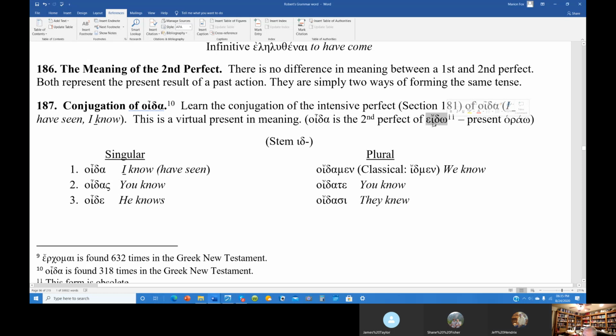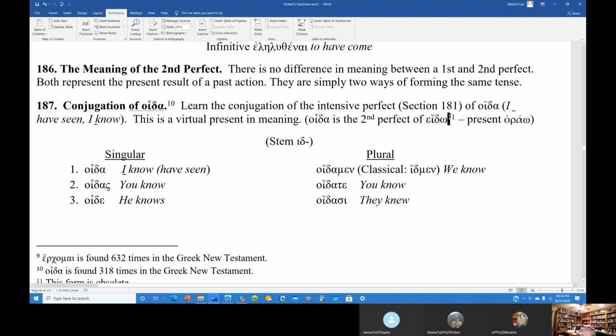Now, this word is in classical Greek, but it's not in Koine. It dropped out. So they lost that word. But this is from eido. And the present tense form is horao, which we've already studied. And so horao is the present form, but oida is in the perfect. So they use separate words here. And there's some subtle differences in the meaning of the words, right?